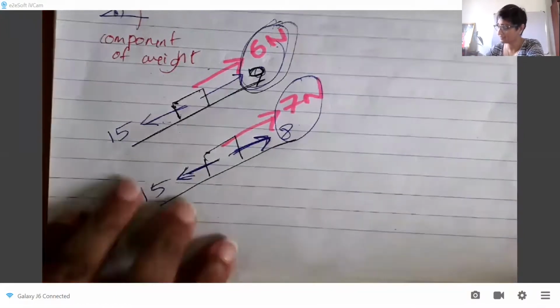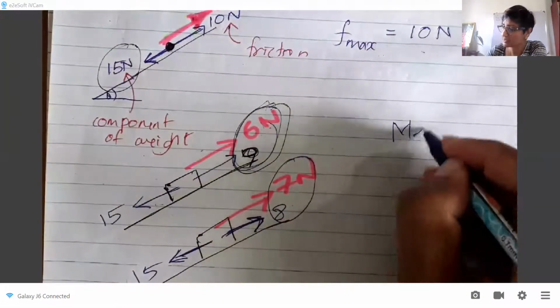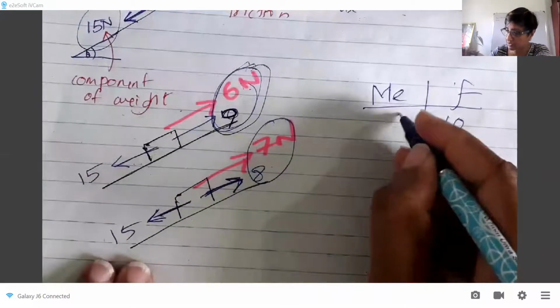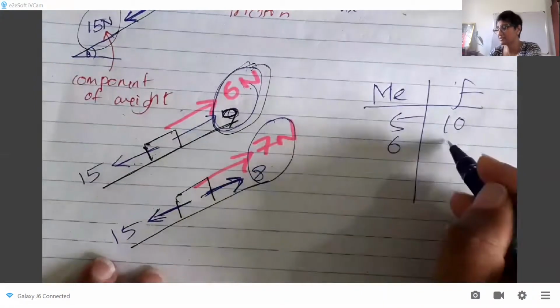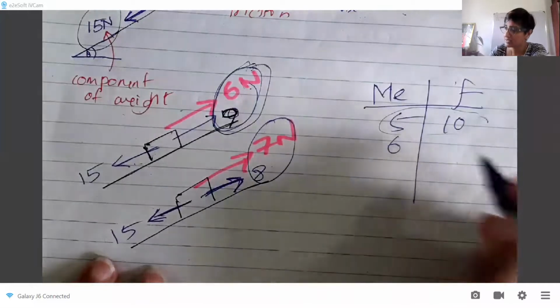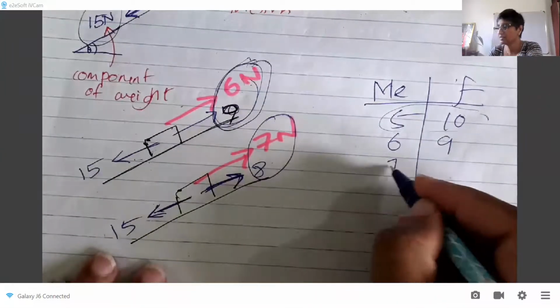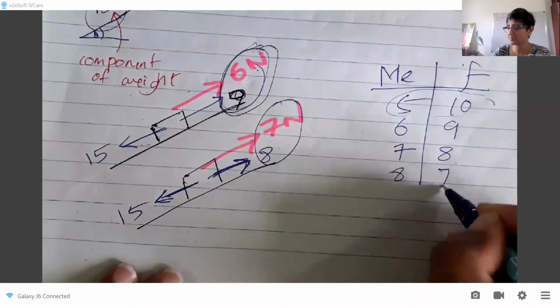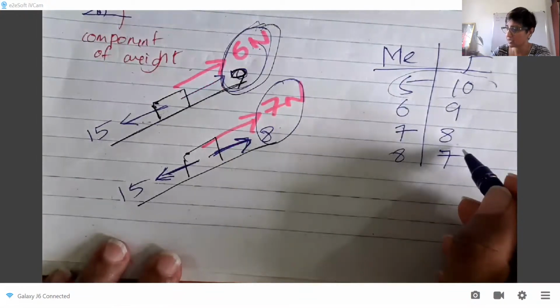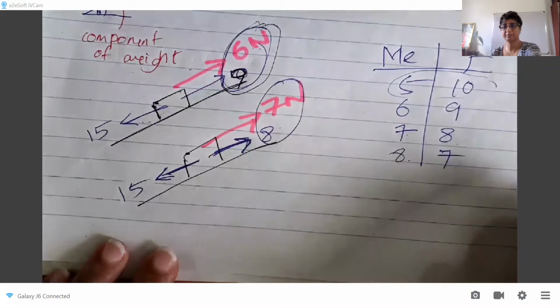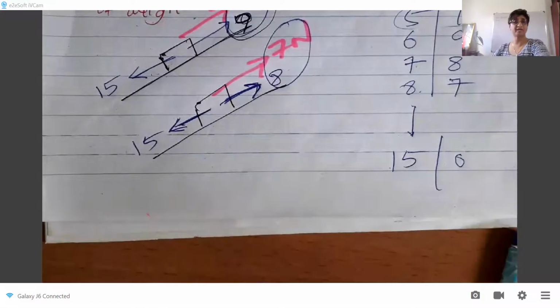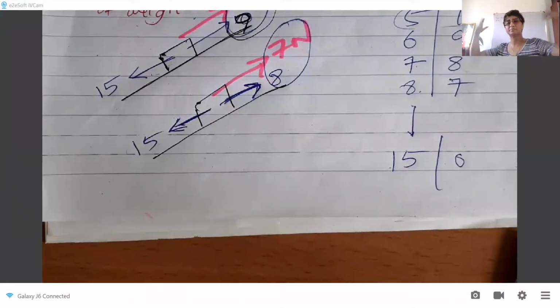Sorry, wait. This is me, this is friction. When friction was at its max, I only had to give you 5. If I increased mine, the total has to be 15. This would be 9. I increase by 1, this drops by 1. I increase by 1, this drops by 1. Right? How far can I go? I can increase up to 15 and let friction relax completely. Friction doesn't need to push anymore. Okay?